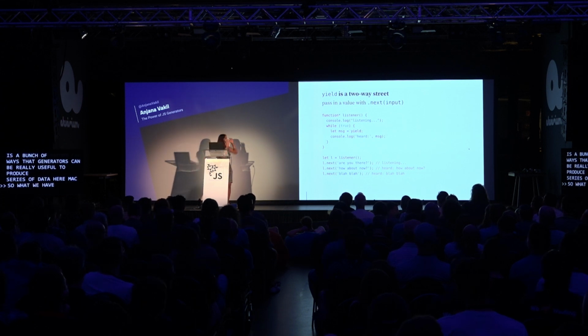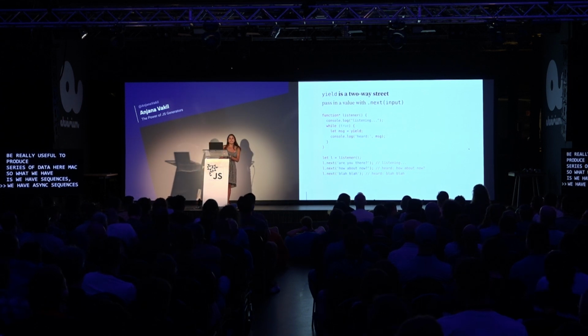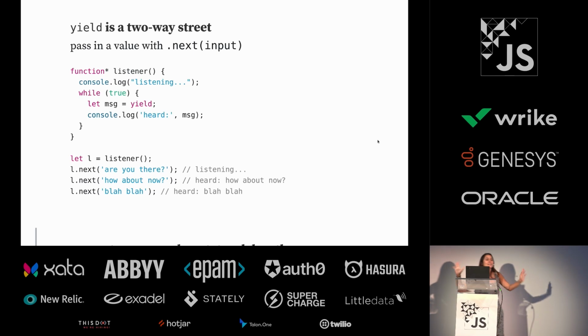Okay, so yield, it turns out, and this is an even less appreciated fact, I think, than just generators in general. Yield is actually a two-way street. Yield doesn't just give us out those values in the next method, it also receives values from the next method. So yield can actually function as just like an expression, like pretending it's a value in our function body.